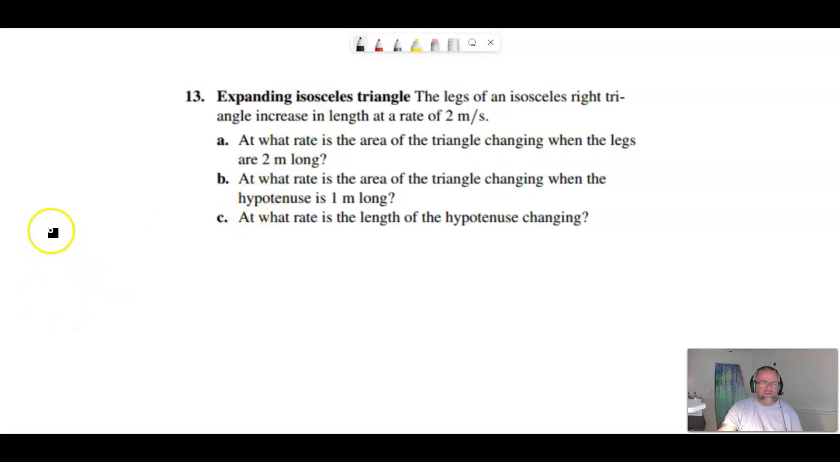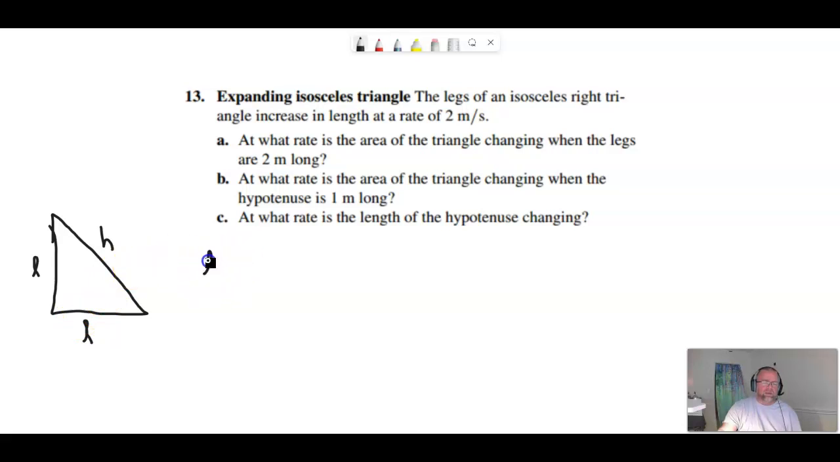So, again, we have an isosceles right triangle. We'll call this side L for length, and we'll call this side the hypotenuse. Now, notice that we have a relationship between our hypotenuse and our side length. So let's work that out again real quick.